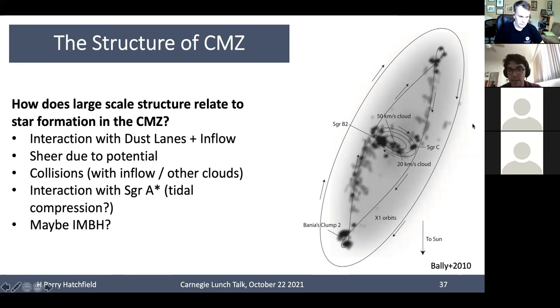And then lastly, it's been suggested that there could be intermediate mass black holes in this environment, which would be particularly interesting seeing as there haven't been intermediate mass black holes discovered. So it would be particularly interesting to find some of those within our galactic center if they existed.